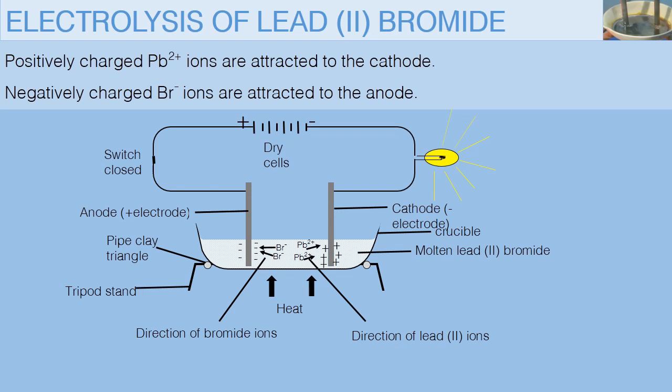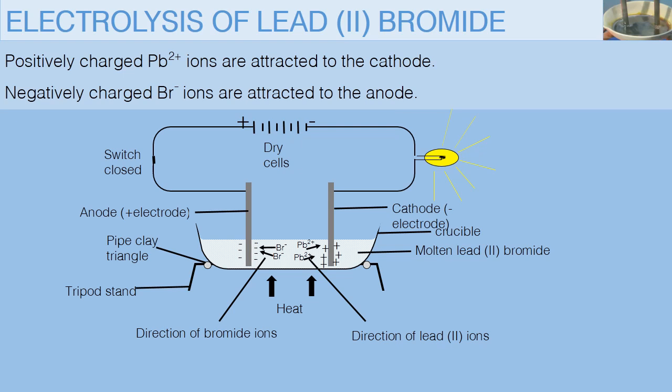Upon closing the circuit, the bulb will light because molten lead bromide conducts electricity. Another interesting thing that will happen is that the electrons will move in one direction from the negative terminal of the battery towards the positive terminal of the battery or the dry cells.